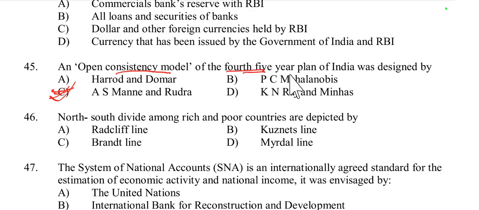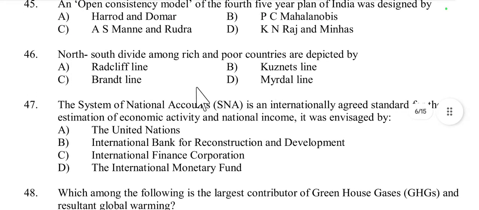The first 5-year plan was based on the Harrod-Domar model, the second 5-year plan was based on the Mahalanobis model, and the fourth 5-year plan on Mane and Rudra. Then question number 46. The north-south divide among rich and poor countries is depicted by the Radcliffe line, Kuznets line, Brandt line, or Myrdal line. So it is depicted by the Brandt line.